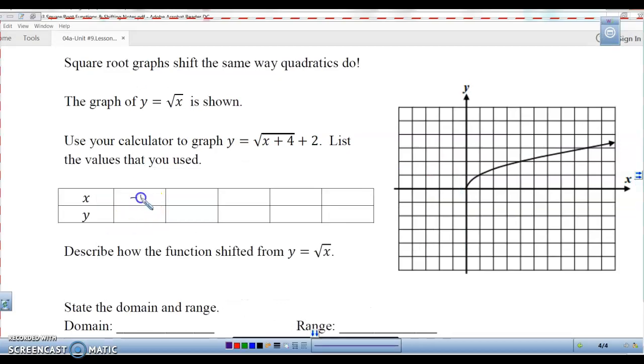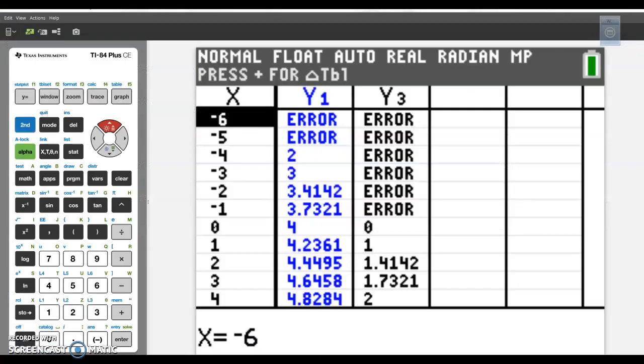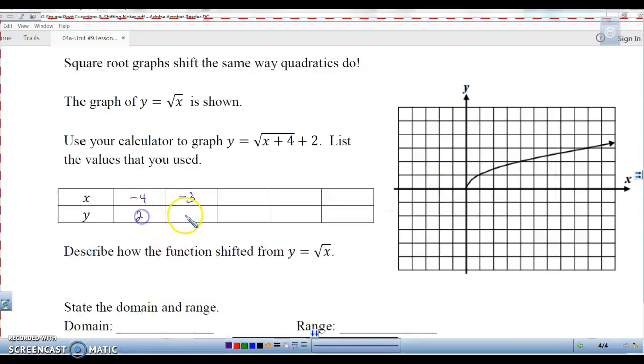All right, so -4 and -3 would be good ones to use. At -4, y is 2, and at -3, y is 3. Okay, let me graph those. -4, 2 would be there. And then -3, 3 would be there.